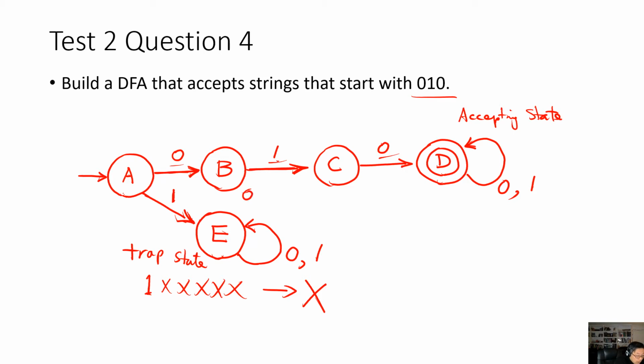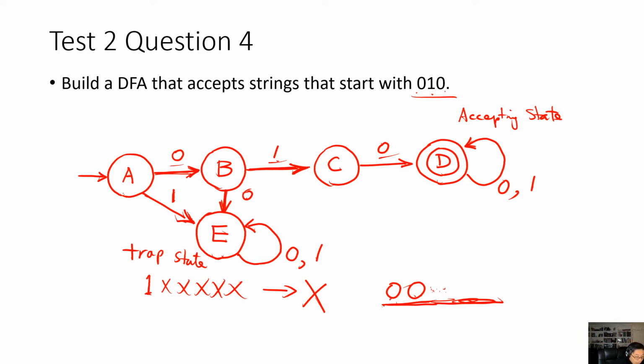Again, the second input is also 0. So now we're going to end up with a string like 0, 0. So no matter what the follow-up input is, this string is going to start with 0, 0, not 0, 1, 0, right? So if it's 0, we're also going to land at the state E, which is a trap state. So if the string starts with 0, another 0, then this string is never going to be accepted. Okay. So that means 0, 1 is the only correct decision towards the accepting state.